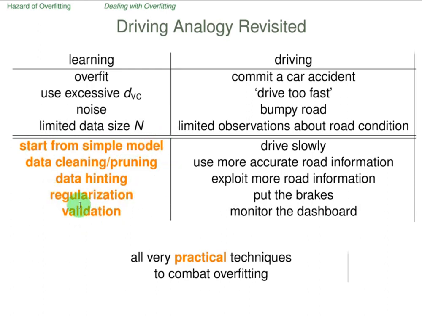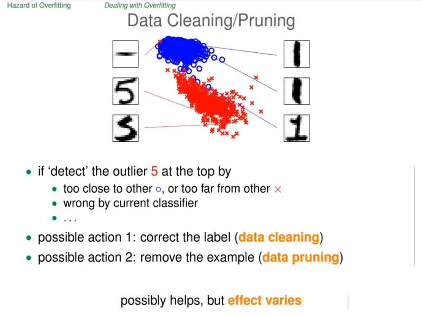So far, we know that we should start from simpler model. The techniques such as regularization and then validation will be the main topics of the upcoming lectures, which will combat overfitting. What about data cleaning, hinting? Right? Let's briefly talk about it. Before applying your data to a learning algorithm, you can perform some visual data inspection. For instance, if you take these given examples of handwritten digits, we can see that there is an outlier, which is somewhere here, outlier 5, at the top, which is very close to blue class, but far from red class.